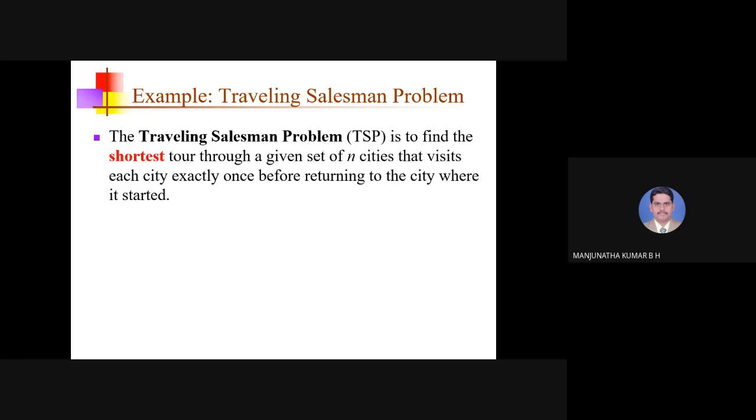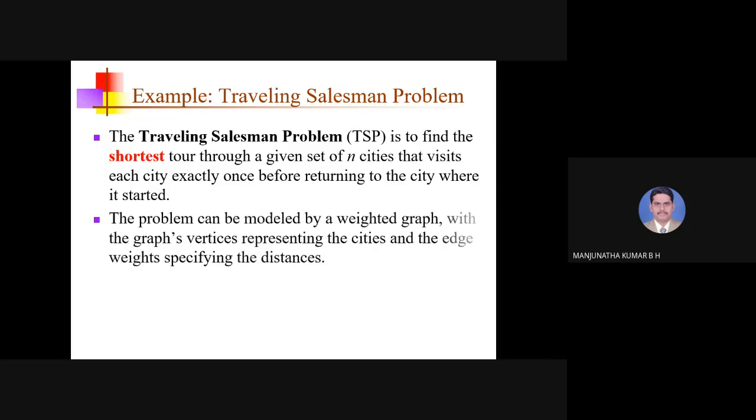It means that you need to calculate the shortest path, the shortest tour. The tour should cover all the n cities, and the constraint here is that while you are visiting the cities, you have to visit each city only once. You are not supposed to visit the same city more than one time. And one more condition is that after visiting all the n cities, you should end the tour at the source city where you started the tour. This is the problem statement of the traveling salesman problem.